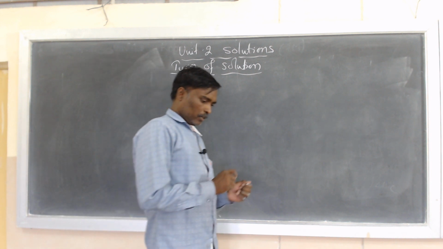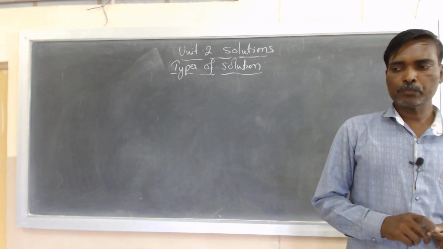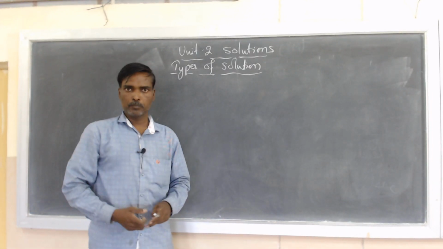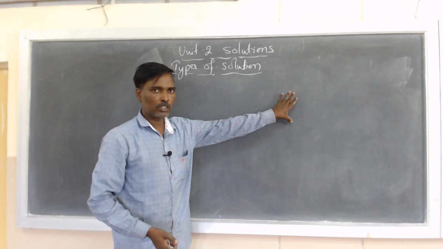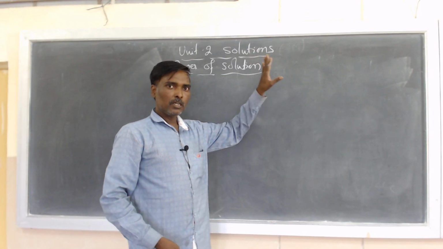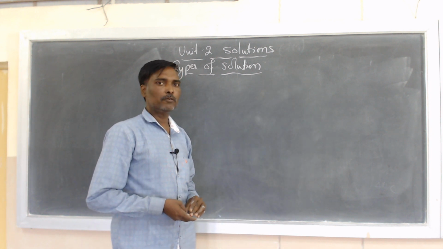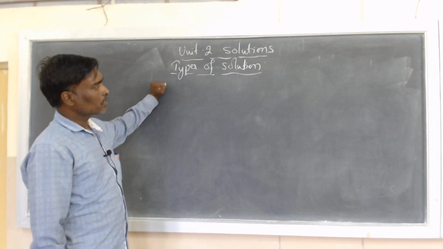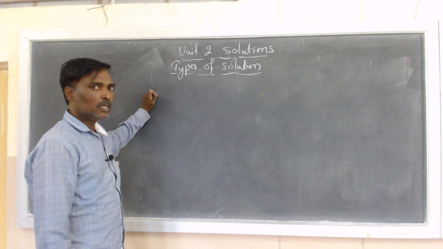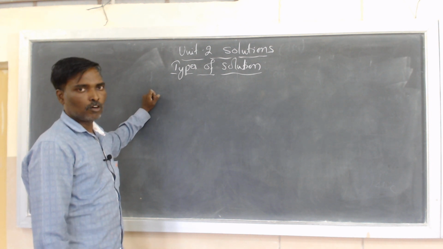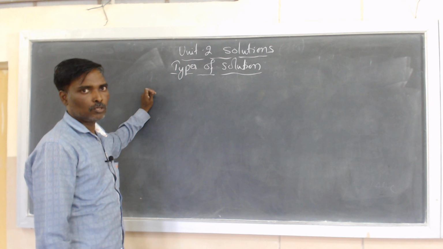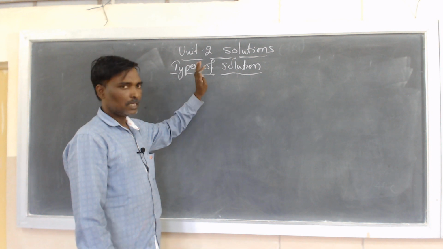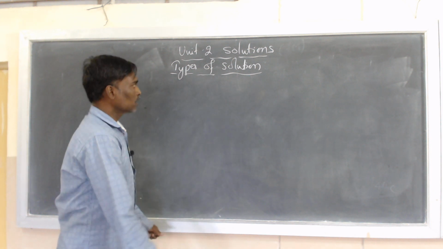If there are two components, one a solute and another a solvent, what is the final solution that is formed? Is it a solid solution, a liquid solution, or a gaseous solution? Now students, the type of solution mainly depends on the type of the solvent, because the solvent is the one which retains its identity in the solution. So we also classify solutions based on the type of solvent present.